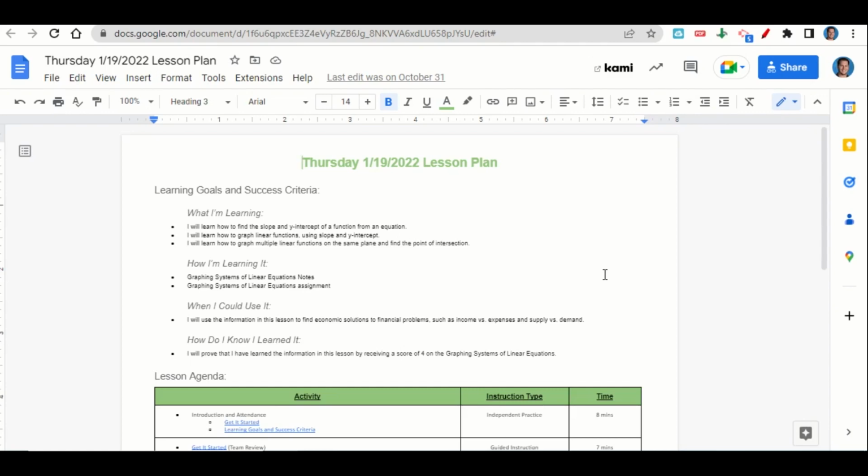When can we use this information? To find economic solutions to financial problems such as income versus expenses and supply versus demand. How do you know you learned it? By getting a score of 4 on the Graphing Systems of Linear Equations assignment.